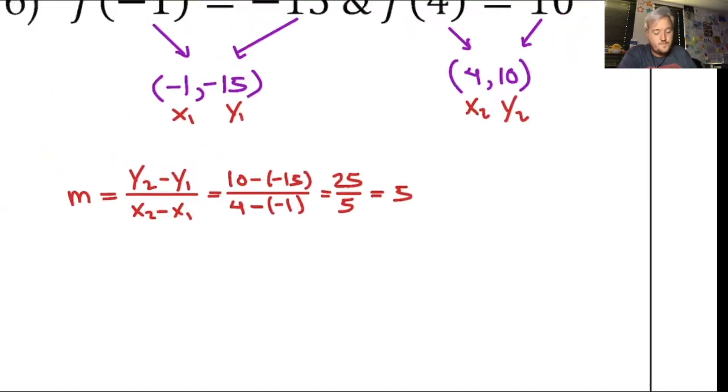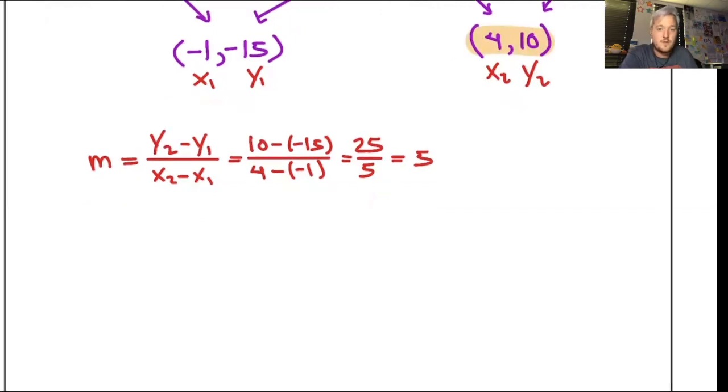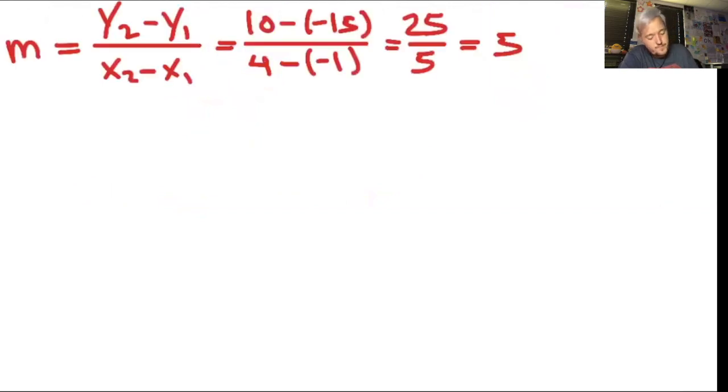All right, so I'll do 4, comma 10. I'm very indecisive. I will sit here and stare at the screen for like 10 minutes before I figure out which one I want to use. All right, so I'm going to use 4, comma 10.